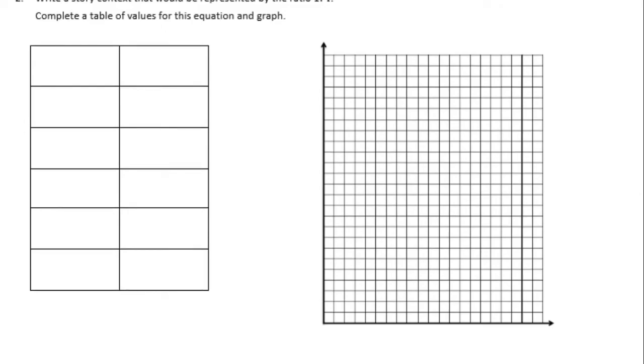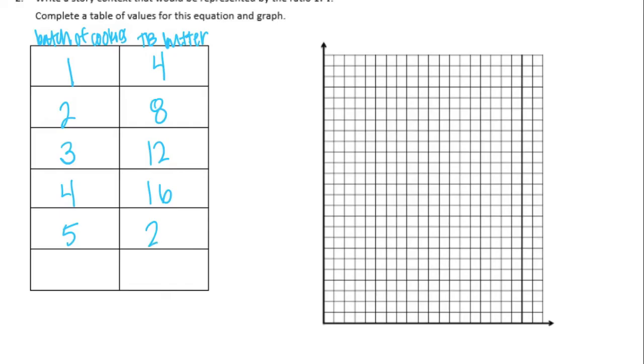Let's label this chart. So batch of cookies, tablespoons of butter. We'd have 1 to 4. If we had 2 batches of cookies, that would be 8 tablespoons. 3 batches would be 12. 4 batches would be 16. 5 batches is 20. And 6 batches would be 24.